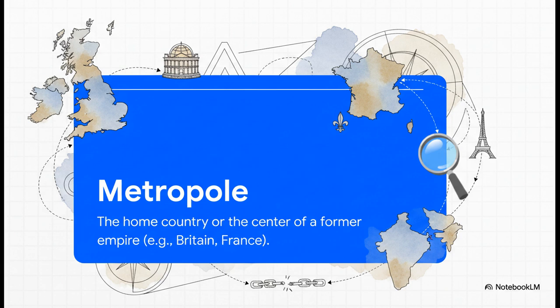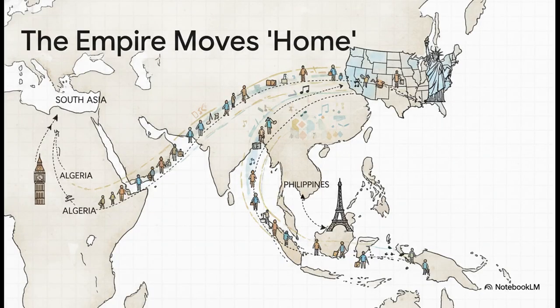So for India, the metropole was Britain. For Algeria, it was France. It's the old imperial center. So here's the fascinating twist. Even after these countries fought for independence, deep connections remained: shared language, cultural ties, economic links. So when jobs were scarce or there was instability at home, many people looked to the old metropole for opportunities. This led to huge waves of migration.